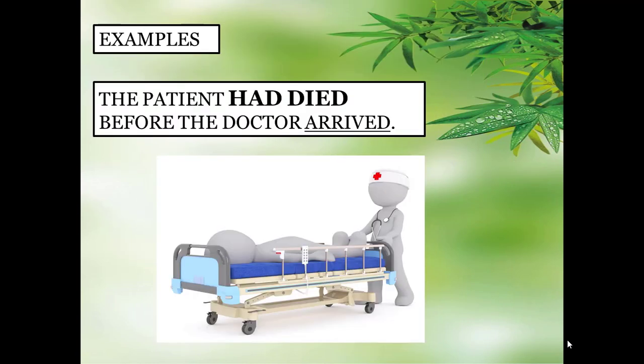The patient had died before the doctor arrived. Here we have two actions, the death of the patient and the arrival of the doctor. For the first action, the death of the patient, we should use the past perfect tense. The structure of the past perfect tense is subject plus had plus past participle. So the subject here is patient and we have had here, and then past participle is died. And for the second action, the arrival of the doctor, we should use the simple past tense, arrived. Is that clear?